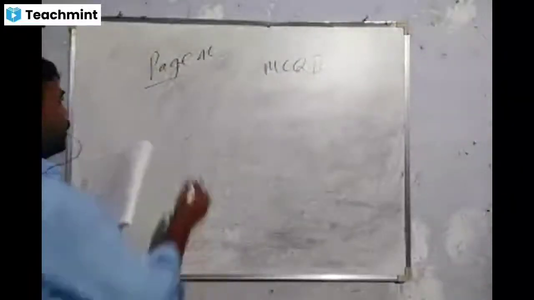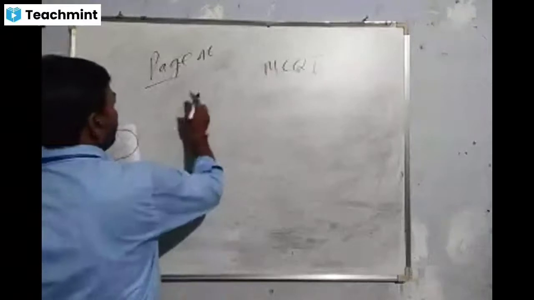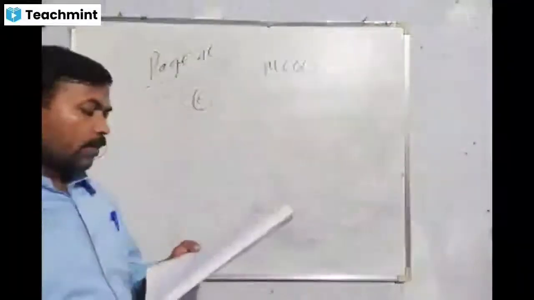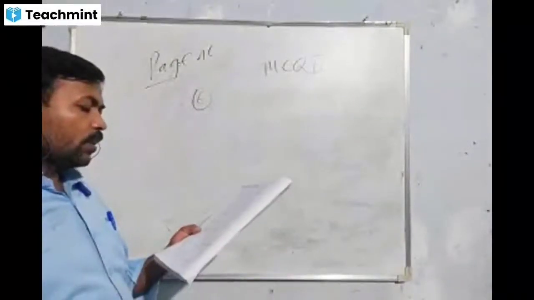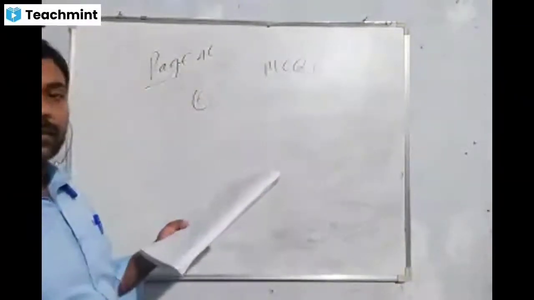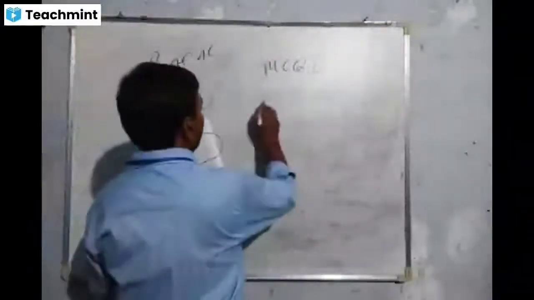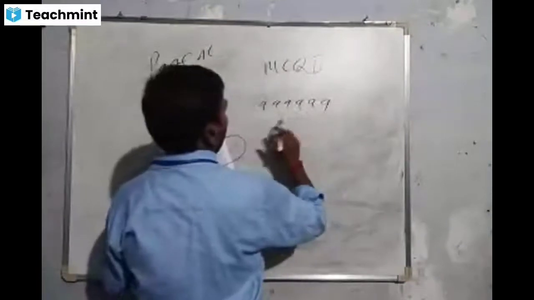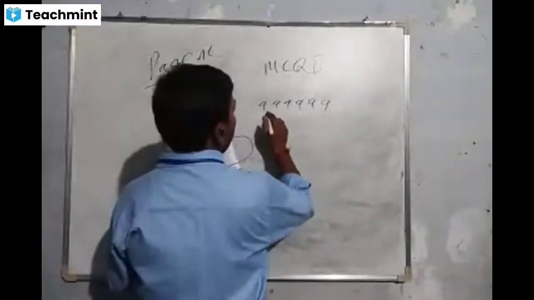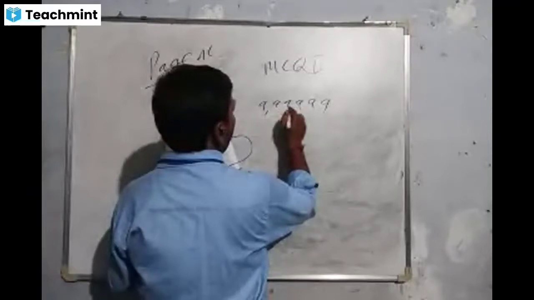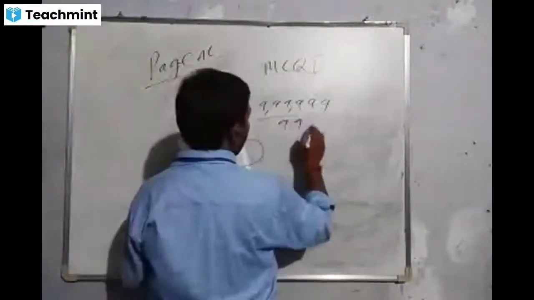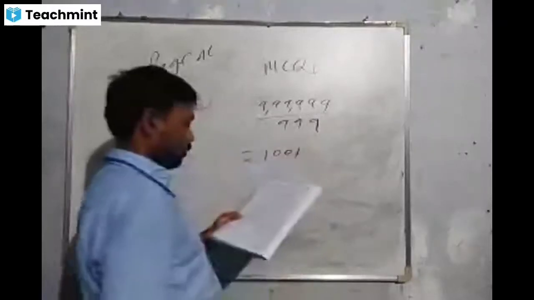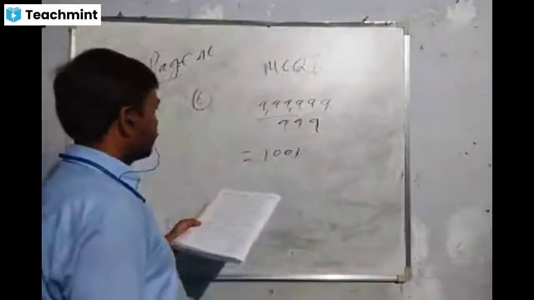So now, the sixth one. Find the quotient when the largest six-digit number is divided by the largest three-digit number. The largest six-digit number is 999,999. If you divide it by the largest three-digit number, 999, you will get 1001. So the second option is correct.